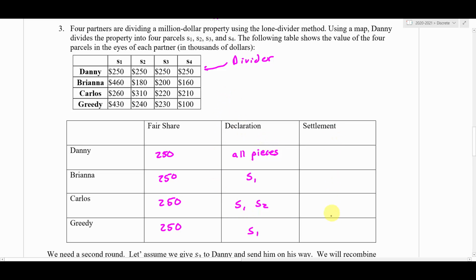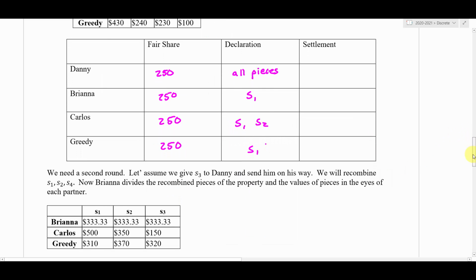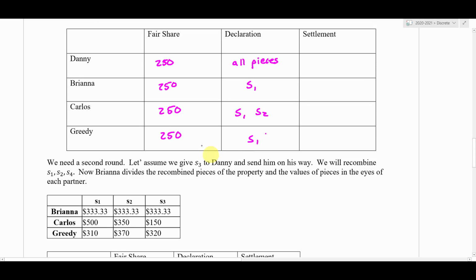Okay, so then we would go through and do our settlement. So we would start with the pickiest people, which would be Brianna and Greedy, and they would only be happy with piece 1. So since I have 2 people that would only be happy with 1 piece of land, I can't give that 1 piece of land to both Brianna and Greedy at the same time. So there is not going to be a nice way to perform this division. So we would have to conduct a second round for this particular situation.